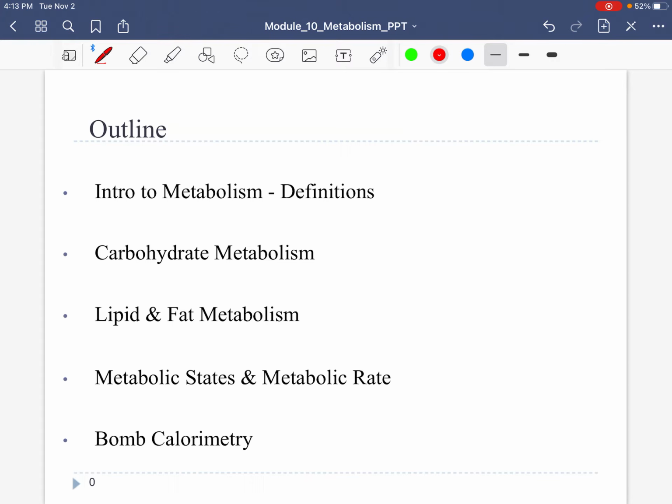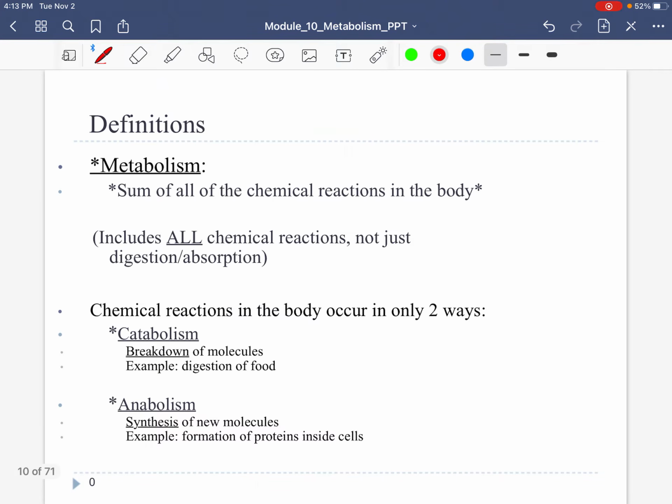Okay. So here's our outline. We'll talk about some definitions, and then we're going to get into how our body metabolizes carbs, how it metabolizes lipids, and how it metabolizes protein. And then we'll end with some other topics. So here we go. We're going to jump right in.